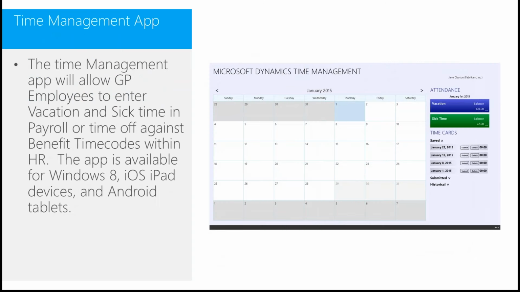There's a new app that's available. It's downloadable from the Microsoft Store, the Time Management app. It's available for Windows tablets or PCs, Apple devices, and Android tablets. So employees can enter their vacation or sick time in payroll or time off against benefit time codes within Human Resources. The app will use the settings within GP to determine what type of codes the user is eligible to enter time against.